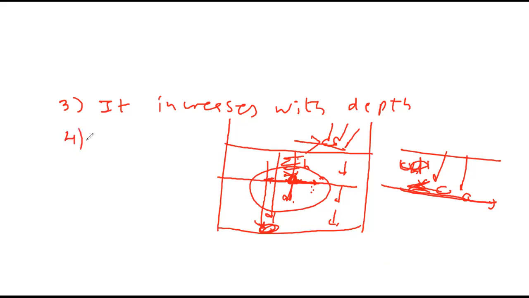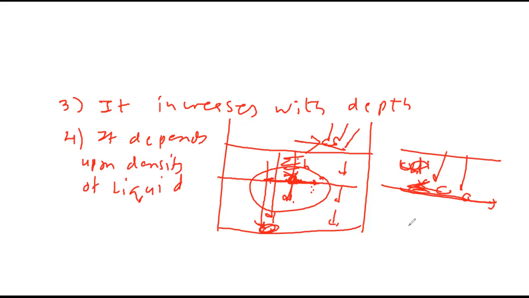Fourth. It depends upon the density of the liquid. Which is more dense, solid or liquid? Solid. Is salt water more dense or pure water more dense? Salt water. Anything which has impurity will be more dense. So in the sea there will be more pressure, or in river water? Sea water, yes.